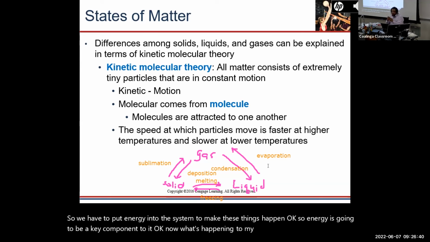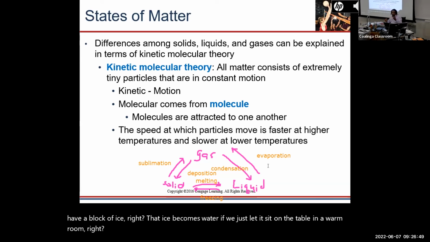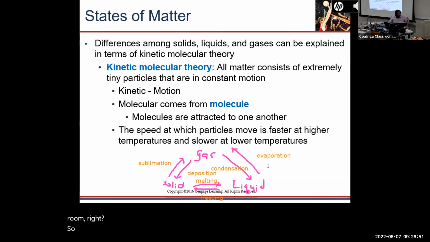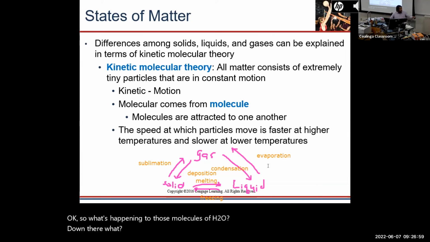Let's say, for instance, we have a block of ice, right? That ice becomes water if we just let it sit on the table in a warm room, right? Okay, so what's happening to those molecules of H2O? They're speeding up. They're speeding up.